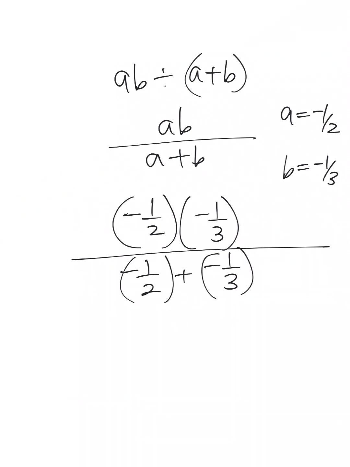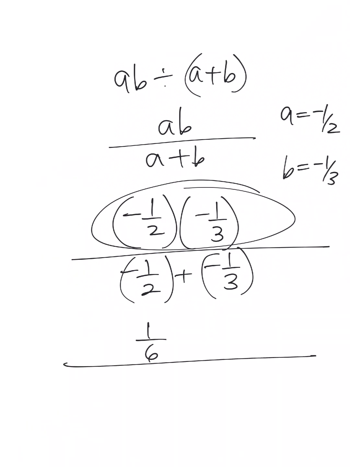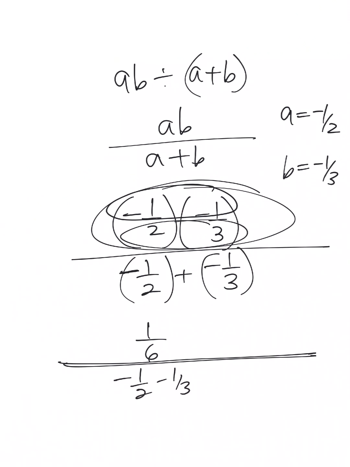So now let's work step by step. So the numerator of this complex fraction is going to become just 1/6. How did we get that? Because negative 1 times negative 1 is 1. 2 times 3 is 6. In the denominator, we have negative 1/2 minus 1/3, because a positive times a negative is a negative. So we have that situation.